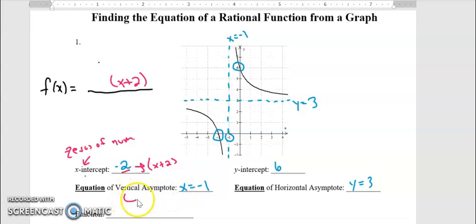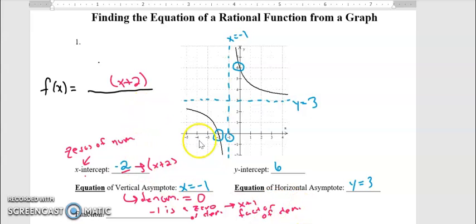Vertical asymptotes come from setting the denominator equal to 0. Remember, that's when you simplify the function first and then set the denominator equal to 0 in order to find vertical asymptotes. So this tells us that -1 is a zero of the denominator, which means x minus -1, which is x plus 1, is a factor of the denominator.